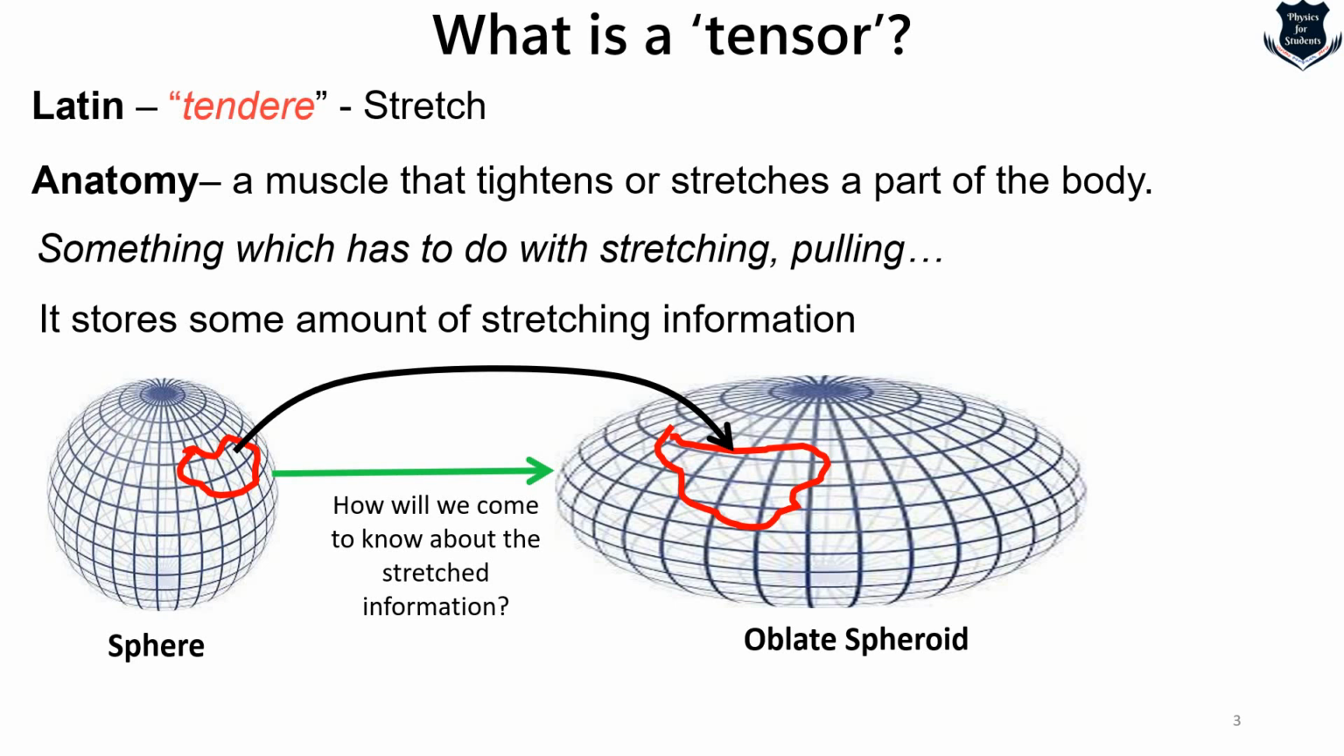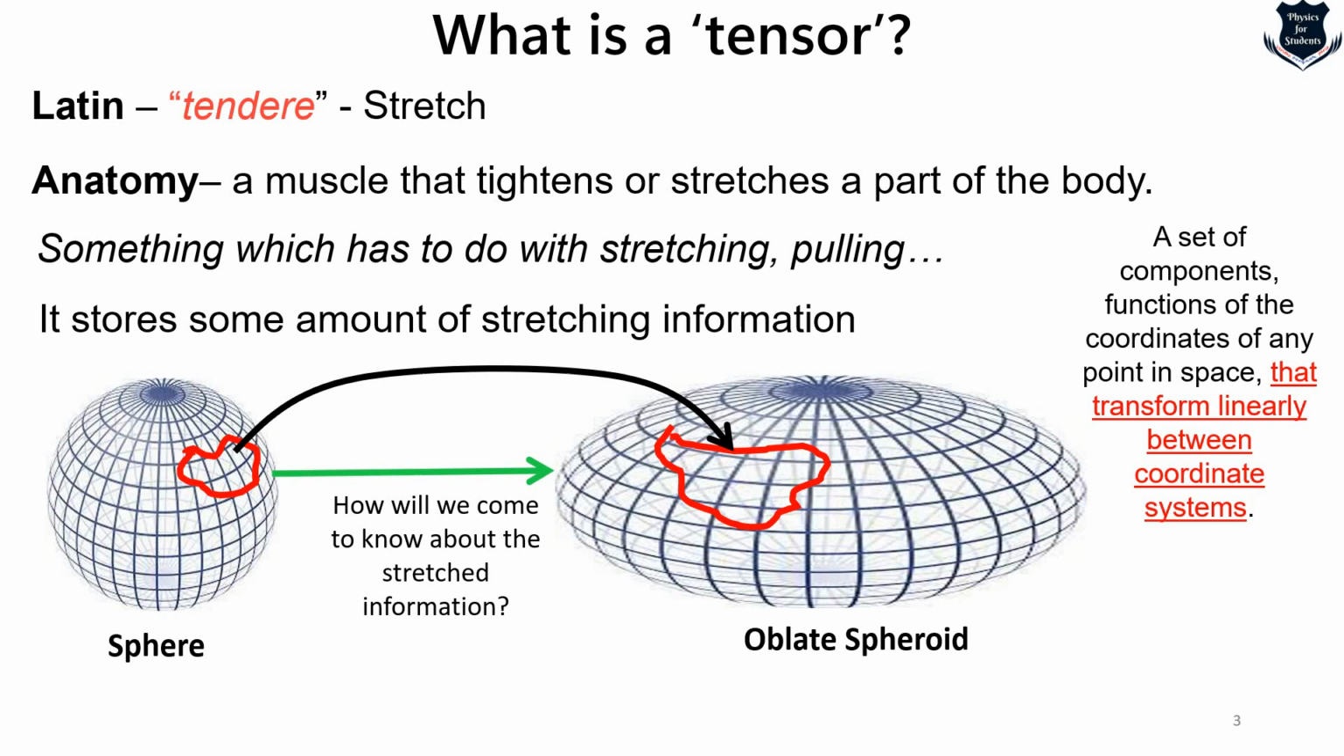Now this is what is called a very easy or layman's approach, but in mathematical terms what we call a tensor is a set of components or functions of the coordinates of any space that transforms linearly between coordinate systems. Don't worry if you don't understand the red underlined words, linearly between coordinate systems. I'm going to explain and make it pretty simple.